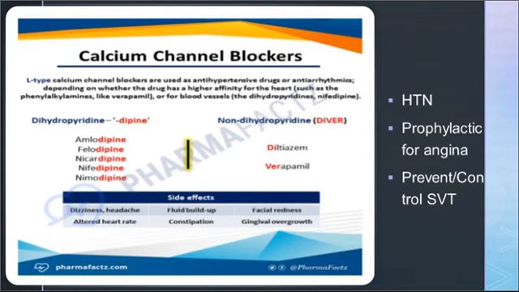Your calcium channel blockers. Treat hypertension, prophylactic for angina, prevent or control SVT. They improve the cardiac function by inhibiting the sympathetic nervous system activity. They're given in very low doses, just like the beta blocker, often in combination with an ACE inhibitor.